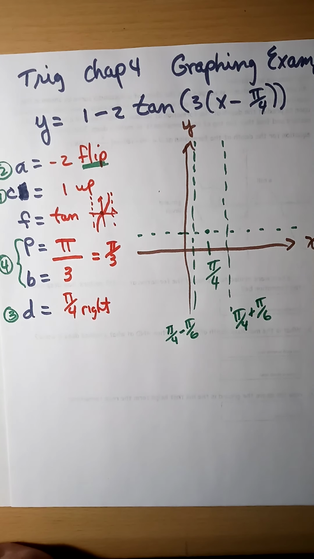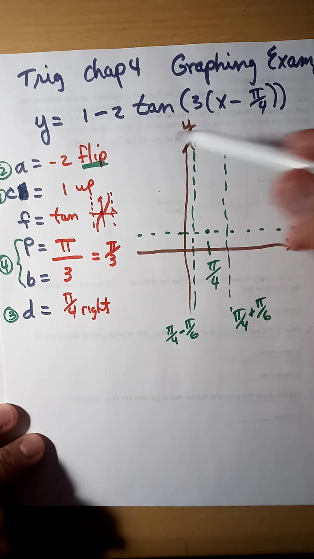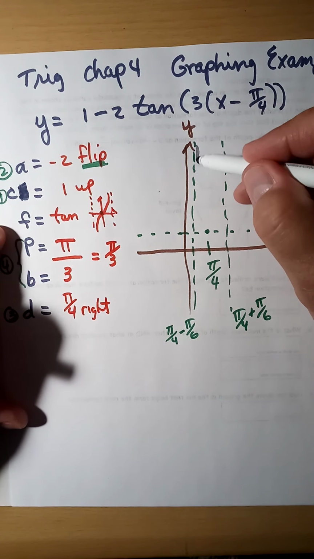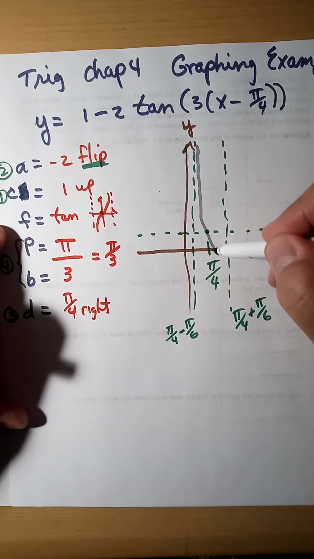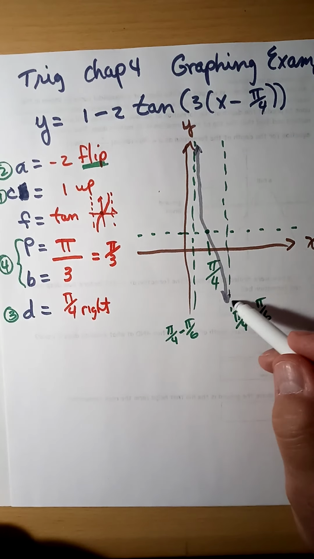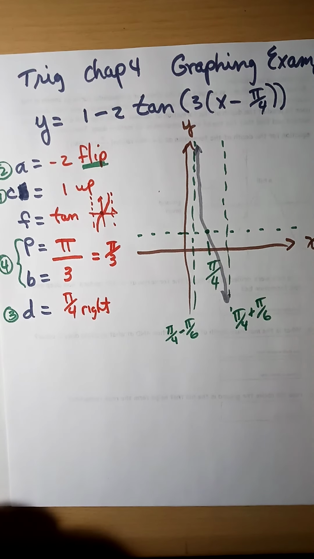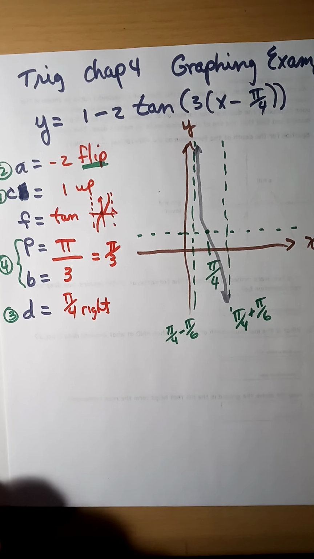The graph approaches the asymptotes as you go to infinity, and it may not approach it on both sides. But remember, normally the tangent starts down and ends up, but now we flip it. So it starts up and ends down. Put a little arrow there. But it approaches these vertical asymptotes. This is the center of the graph. That's what those dashed lines mean.